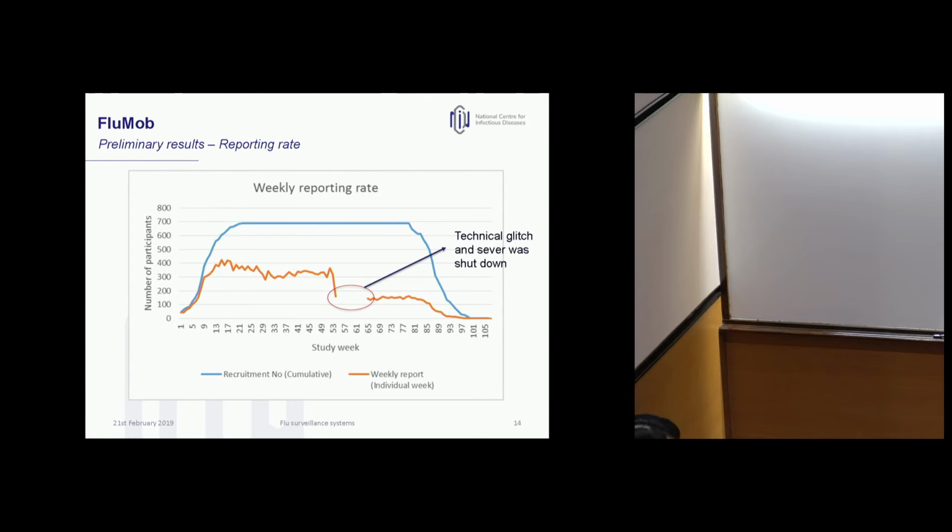That's why there was this sudden downward trend in the reporting, and then it stopped for a while. So there was a technical glitch. The servers were shut down, and then finally it was resumed. This whole shutdown period was very disruptive for the study. It would have been very interesting, as you will see later, if this hadn't happened.